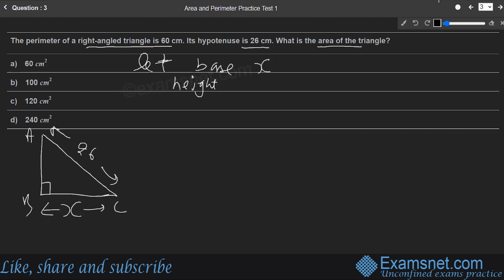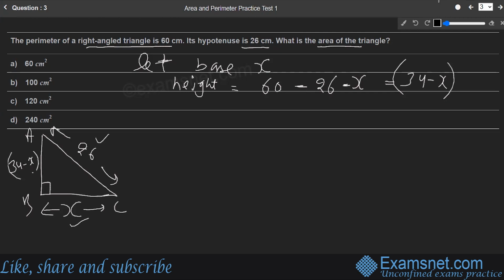Okay, we can calculate this. The total perimeter is 60. Total perimeter minus the hypotenuse and minus the base will be equal to the height, because perimeter is the sum of all sides. If from the sum of all sides we remove the hypotenuse and the base, we get the third side, that is AB. So this comes out to be 34 minus x. This is the height, 34 minus x. Let us mark it here.